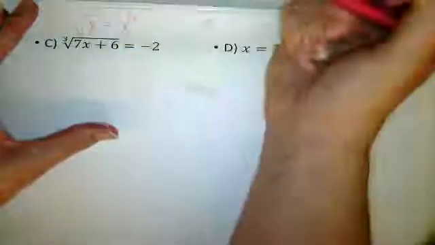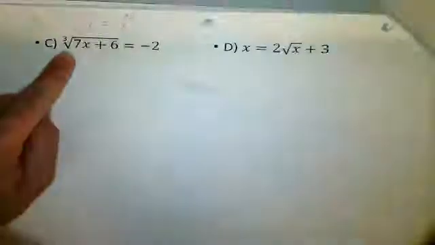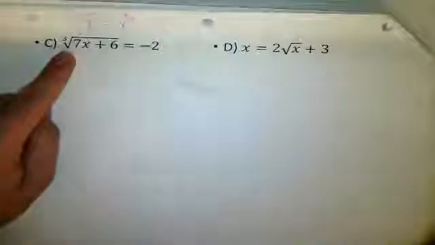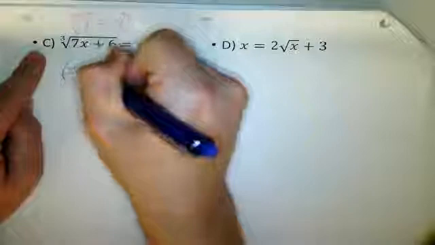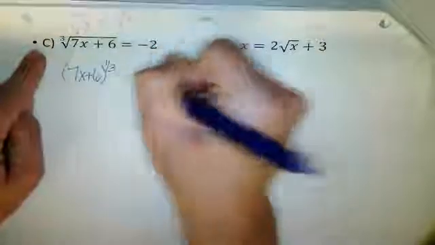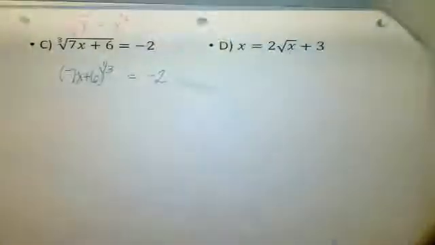Now, if the square root of x is x to the 1/2, then what's the cube root? 1/3. So this is 7x plus 6 to the 1/3 power, if you will.